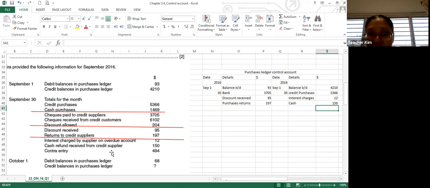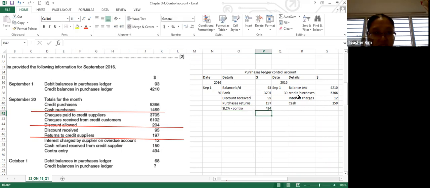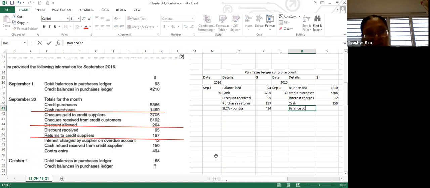Contra entry. Contra entry is always on the debit side because it reduces the balance brought down in the credit. So this is the sales ledger control account, contra entry, and the amount 494. And here they put a debit balance. This debit balance is referred to as the carry down because the date here is October 1st. So here, carry down, which is 68.